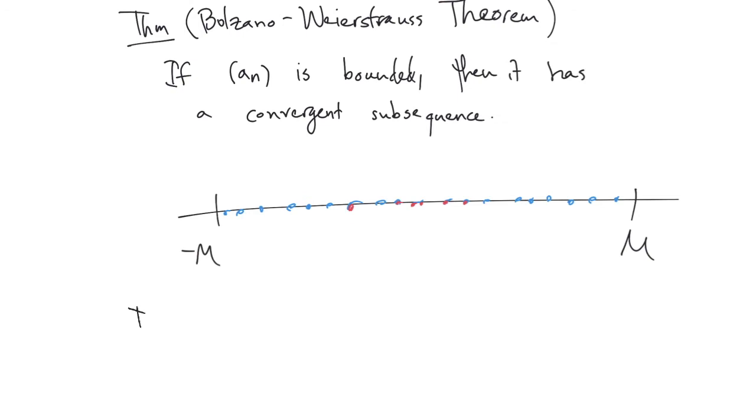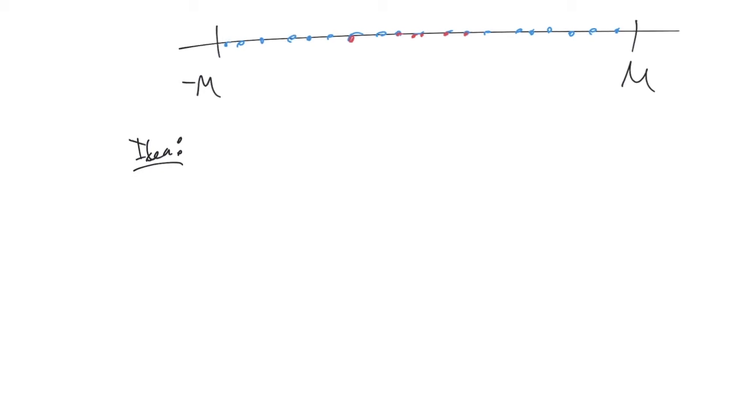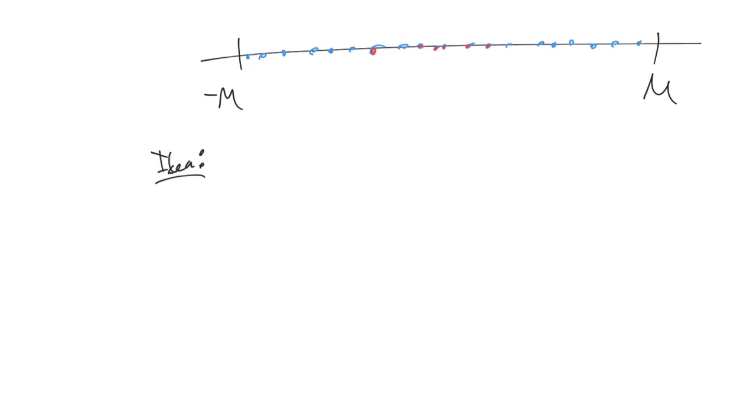So here's the idea. We're going to do the idea, although I'm going to say almost everything that is necessary. The idea is I'm going to think of this in terms of a bunch of intervals. I'm going to call I1 the whole closed interval from minus m to m, right? That's sort of where we begin. And all the terms of the sequence are in there, right?